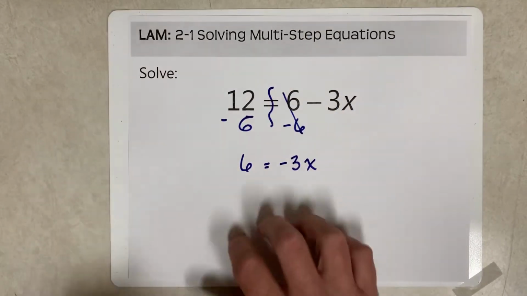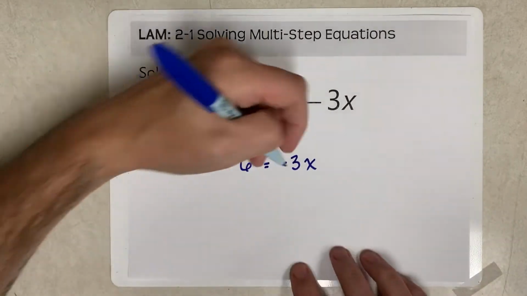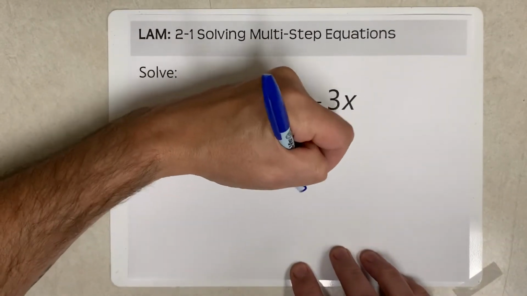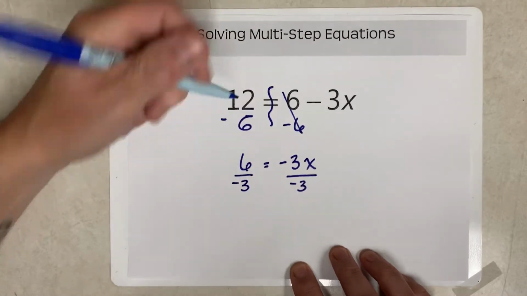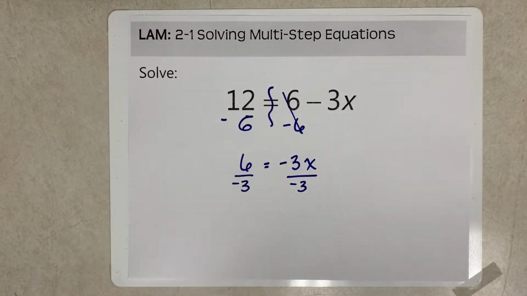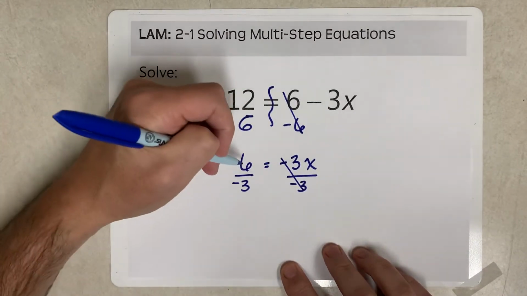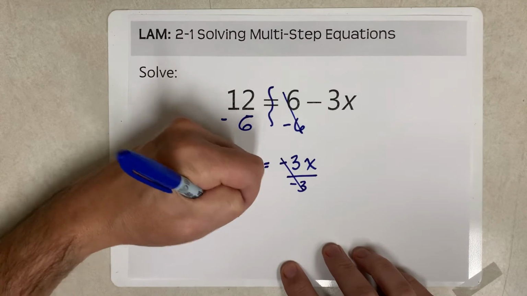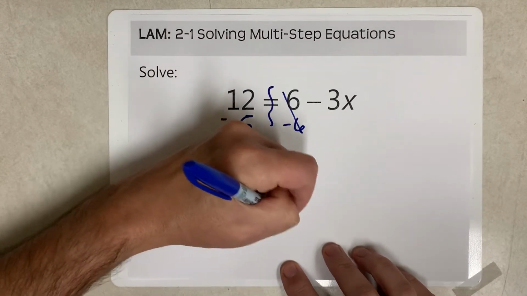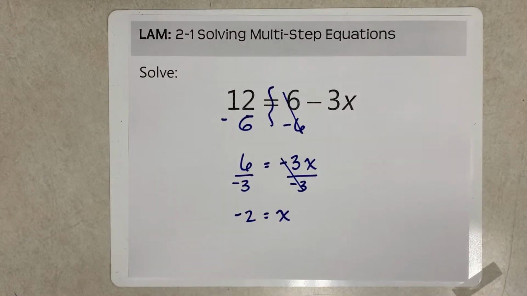Don't let it fool you or confuse you when it's switched. Divide by negative 3. Some students are so used to the left-hand side that when you give them something on the right-hand side, they have a really hard time with it. But it's the same thing. Cancel those guys out. 6 divided by negative 3 is negative 2. And so your x solution is negative 2 for that one.